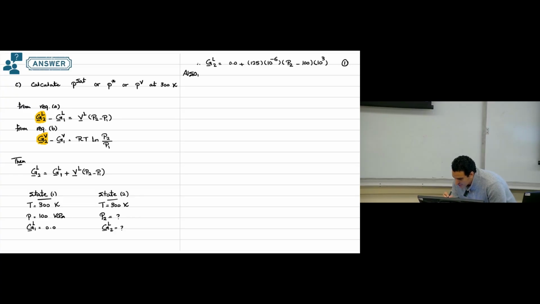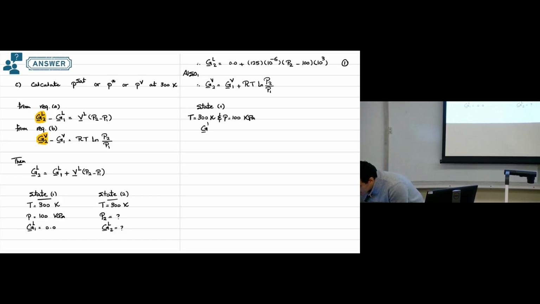Repeat the same thing for the second equation. Molar Gibbs free energy for vapor at the second condition equals molar Gibbs free energy for vapor at the first condition plus RT ln P2 over P1. So again, state number 1, this is the given: I have vapor at 300 Kelvin and at 100 kilopascal, and the molar Gibbs free energy for this vapor at this condition is 500 joule per mole.